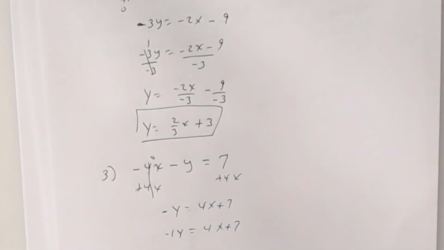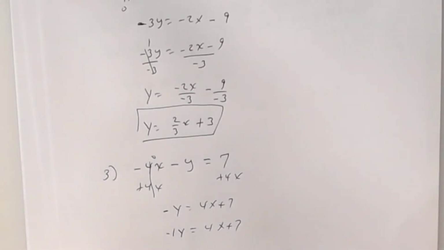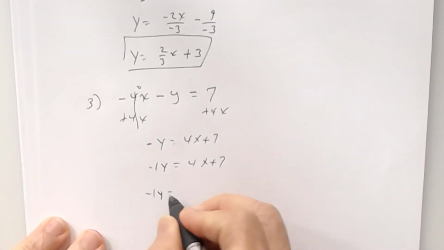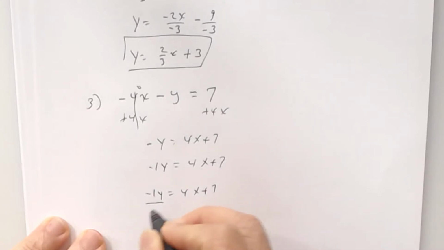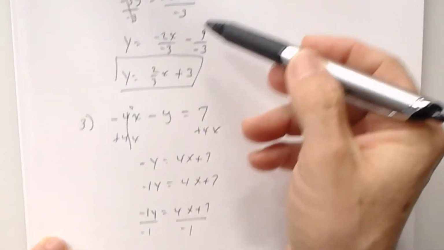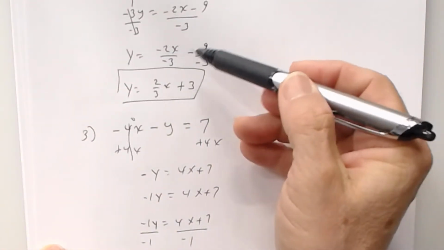But then you got to remember that if I want to write this in slope-intercept form, I've got to get 1y by itself, not negative 1y, 1y, right? So that means I got to divide both sides by what? Negative 1. Right? Divide by the coefficient. Now, don't divide by negative 1y. You never divide by a variable. You always divide by the coefficient. So notice in all these cases, I never divided by a variable. It was always a number.